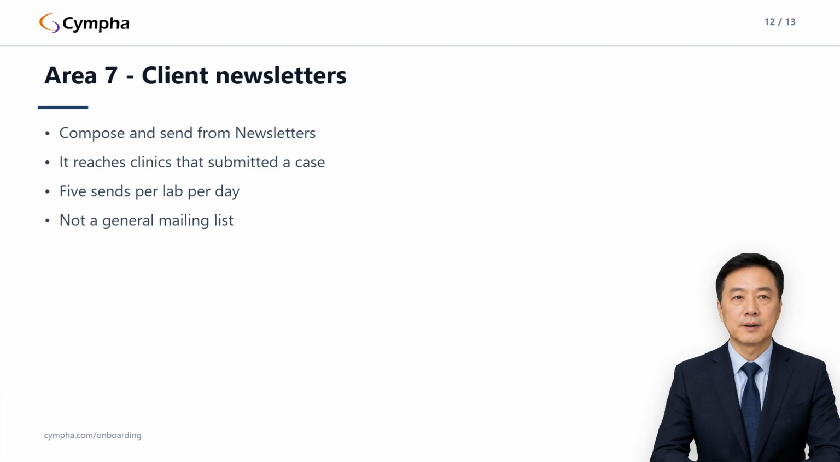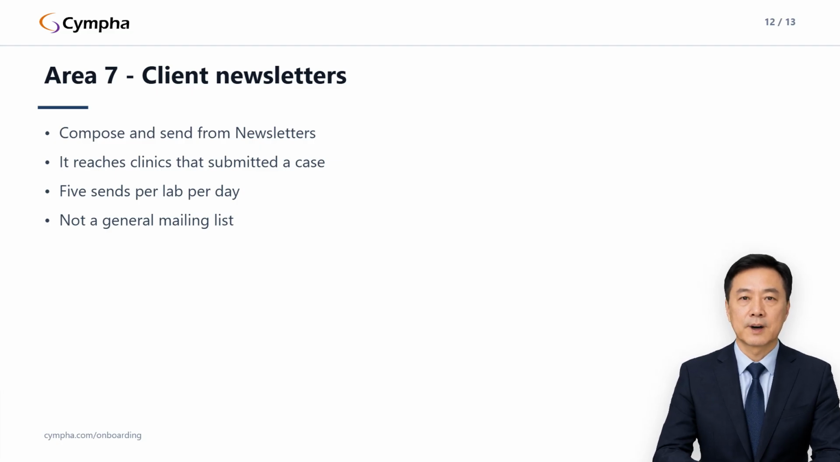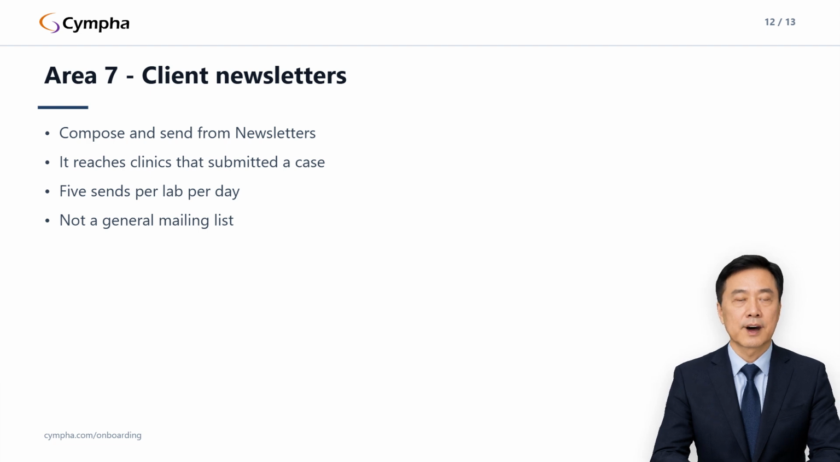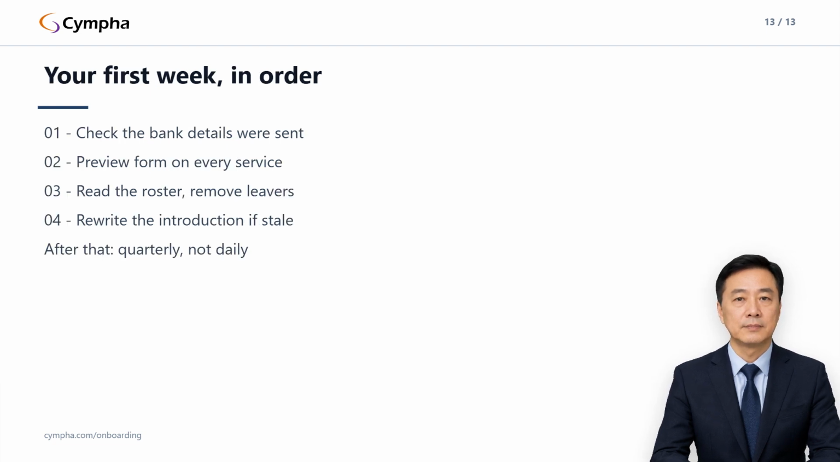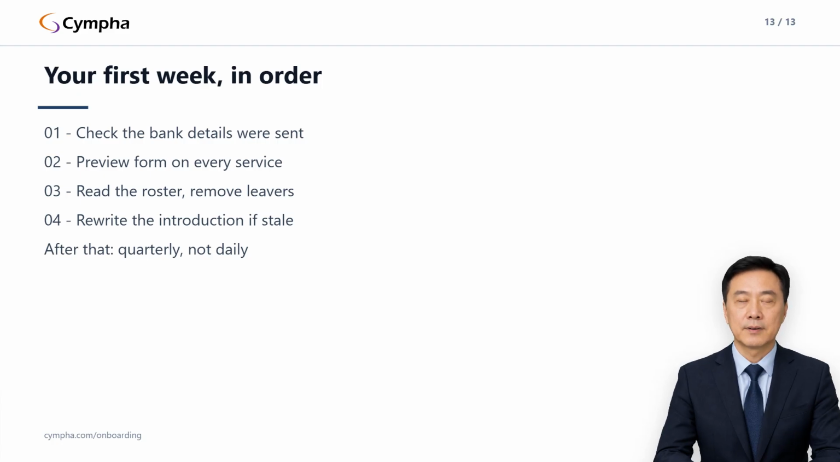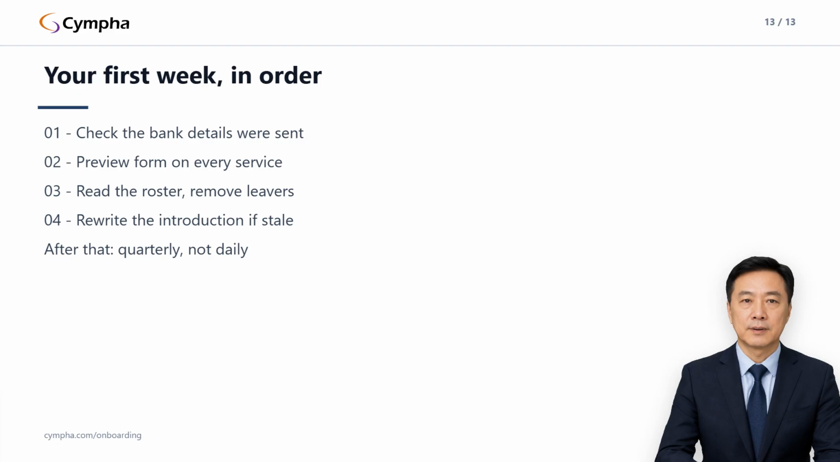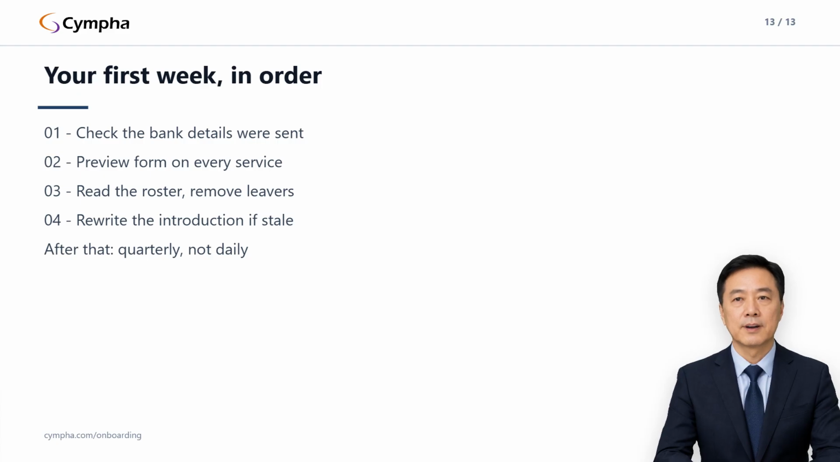You have seen 7 areas and you will not do them all today, so here is the order I would take in your first week. Day 1, check the bank details actually reached billing@cympha.com, because if they did not, money is accruing with nowhere to go. Day 1 as well, open preview form on every service and look at what a doctor sees. Day 2, read the team roster and remove anyone who has left. That week, rewrite the introduction on the lab page if the turnaround time on it is no longer true. After that, this becomes quarterly maintenance rather than daily work.